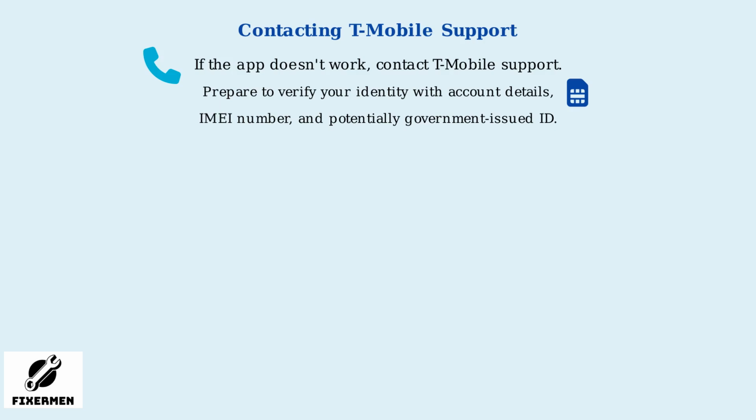This helps confirm ownership. In some cases, you may need to provide a government-issued ID for additional verification to comply with security protocols. Once verified, a support agent will guide you through the SIM unlocking process step by step. This process ensures your SIM is unlocked securely and efficiently.